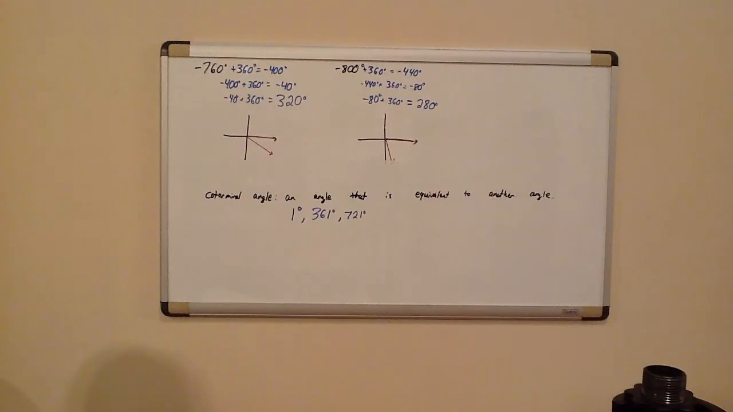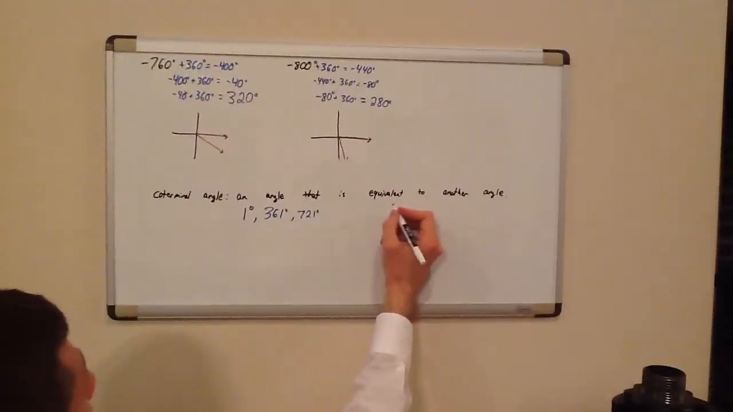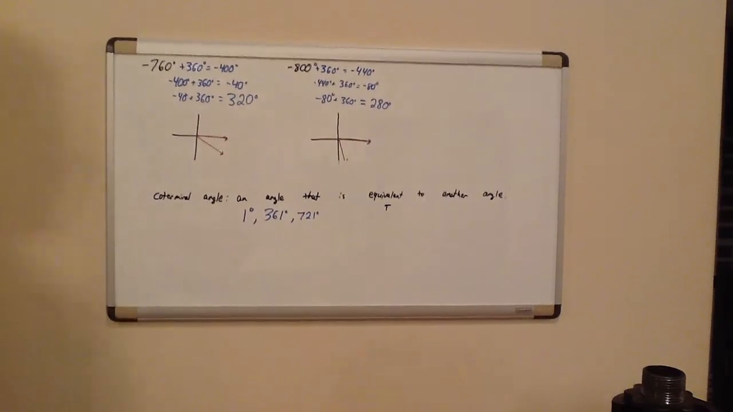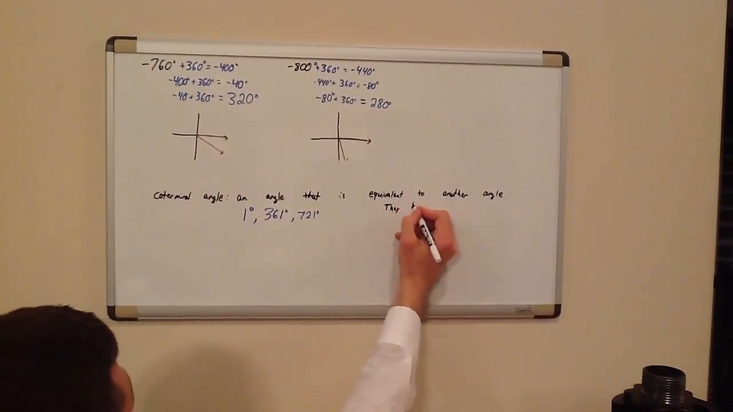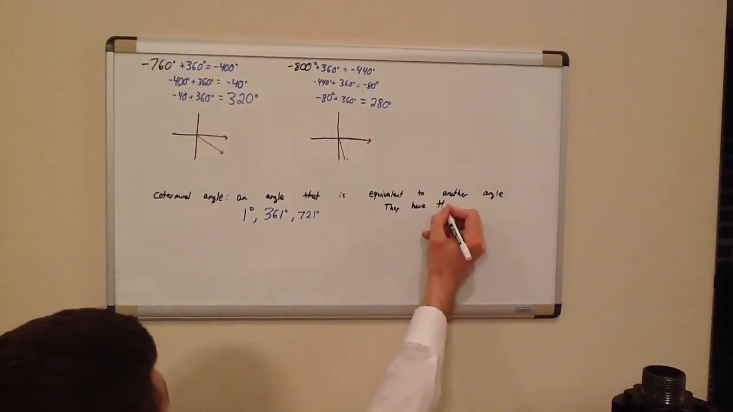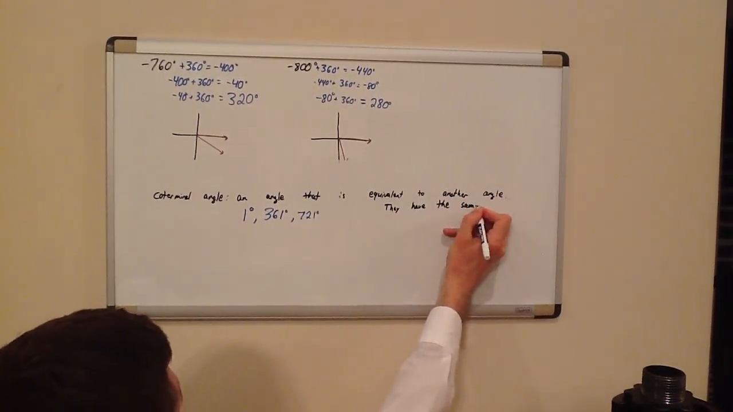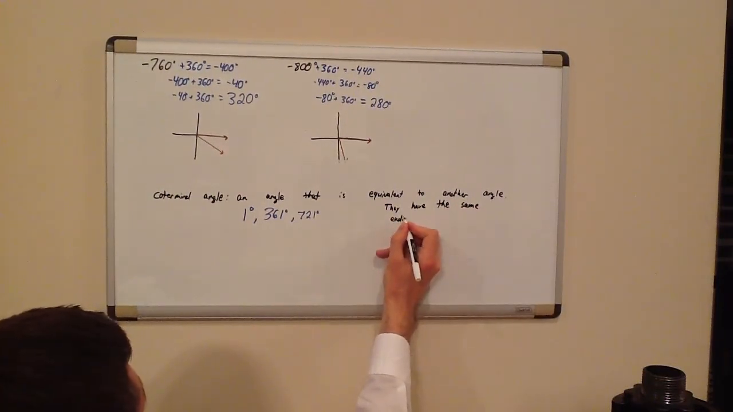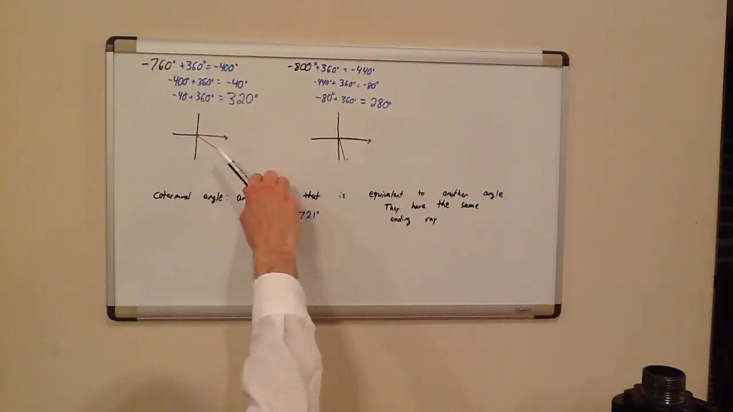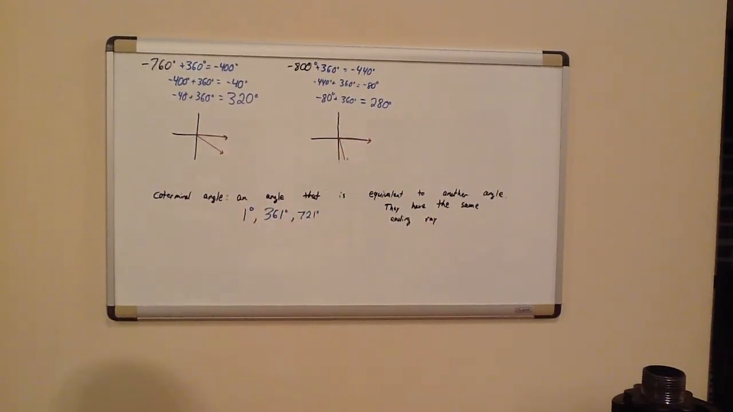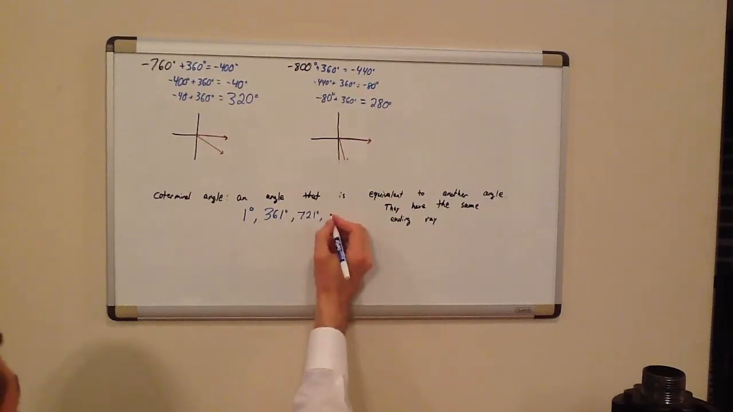So a more technical definition, which I'm just about to write, is they have the same ending ray. And ray meaning one of these little sides with an arrow on it. So we end in the exact same place. Now, we could continue to add 360 if we wanted to, and we could make these all day long. I mean, it goes on forever.